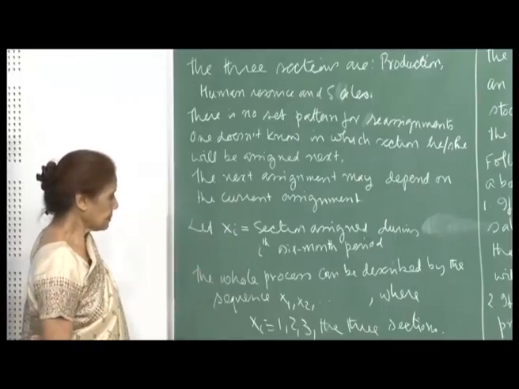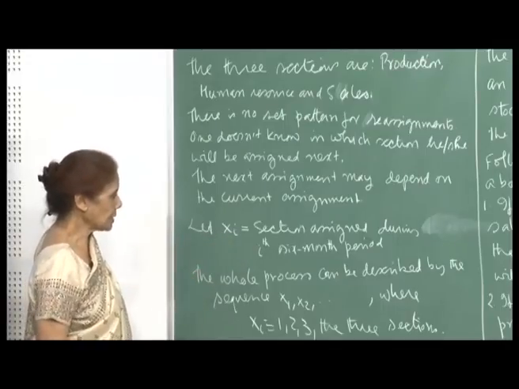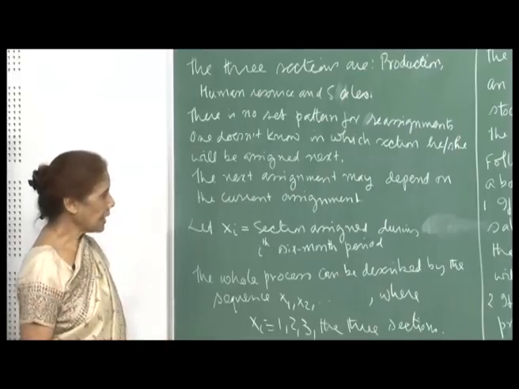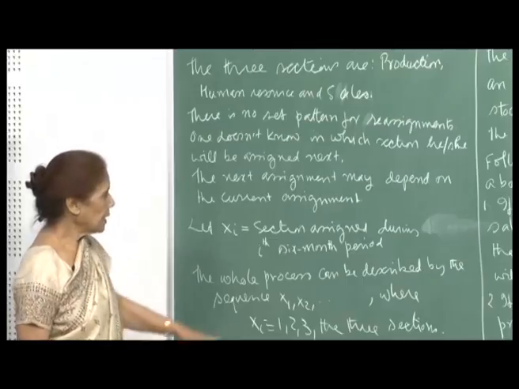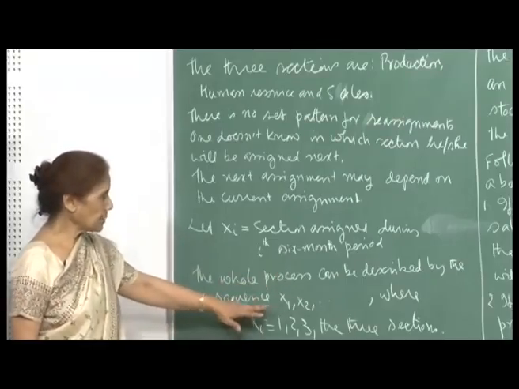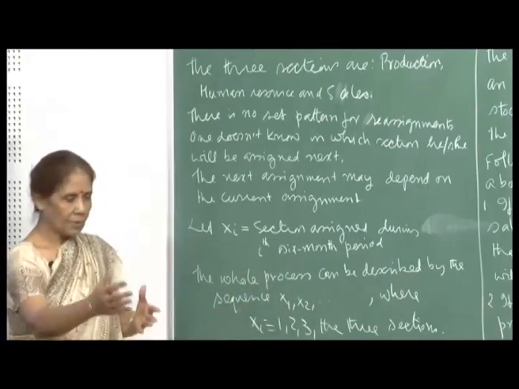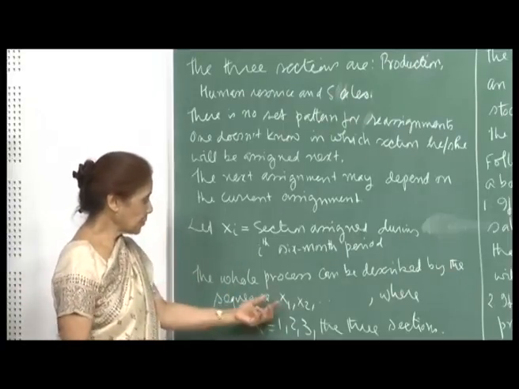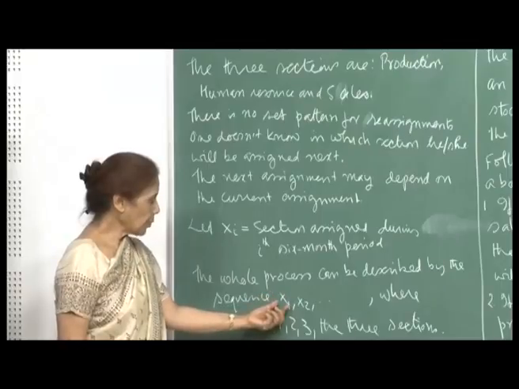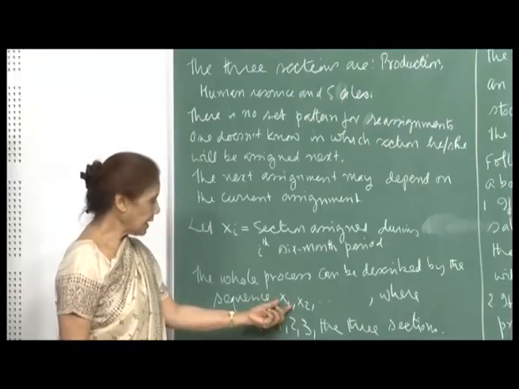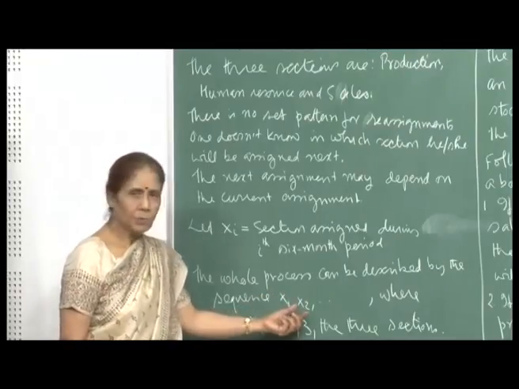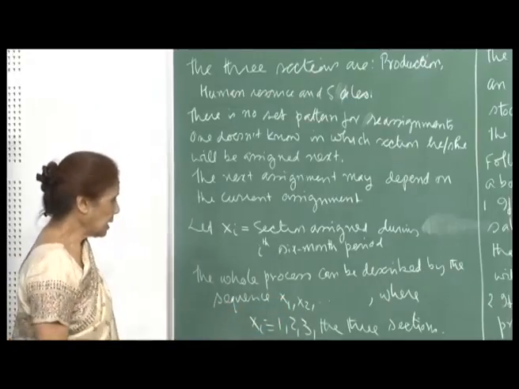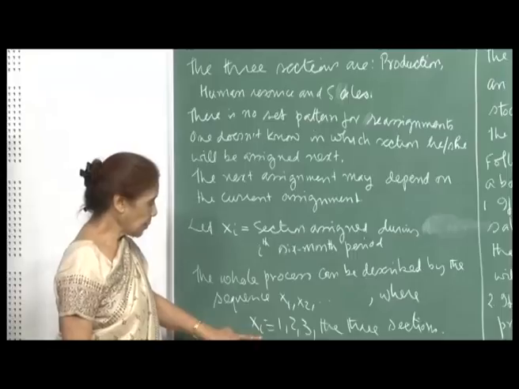Okay. And then the whole process of the sections being assigned to a particular employee can be described by the sequence x1, x2, and so on. Over your planning horizon, x1 will tell you that in the first 6 months the particular employee is in this section, whatever the value of x1, then x2 will tell you the section he is in the second 6-month period, and so on, right. And of course, xi can take the possible values.